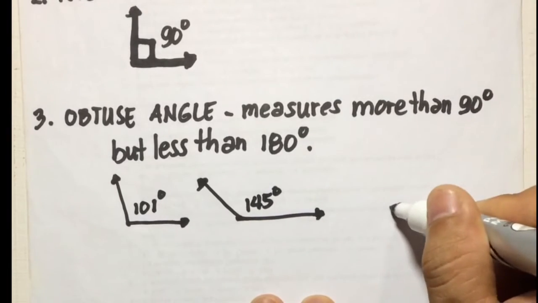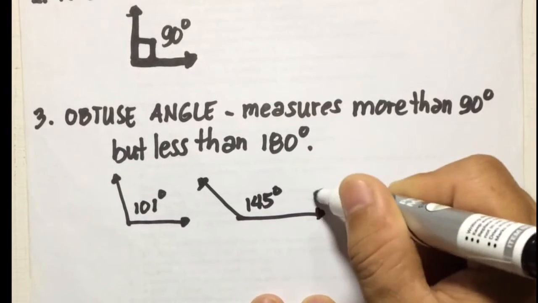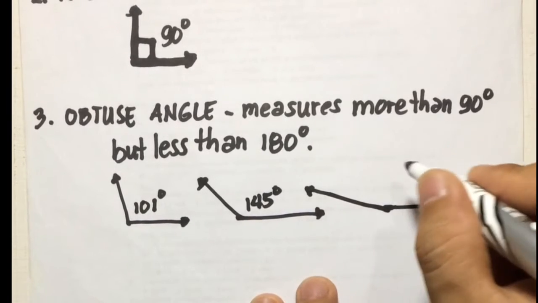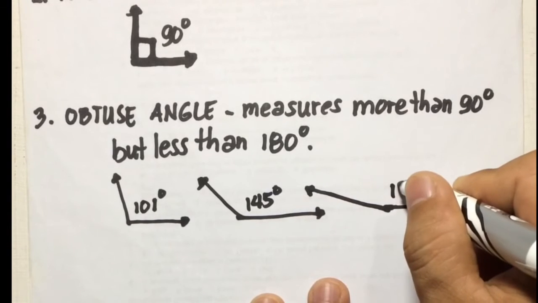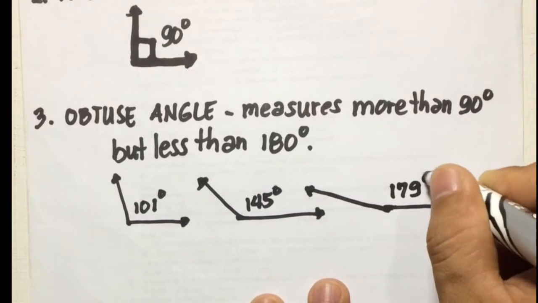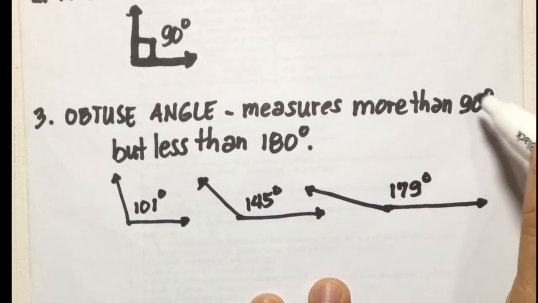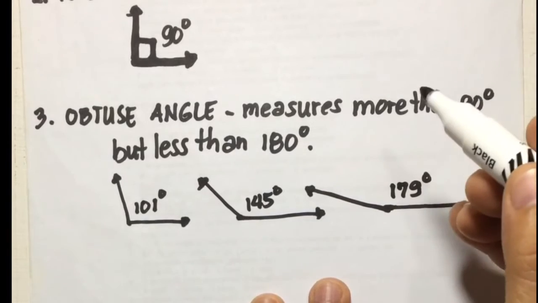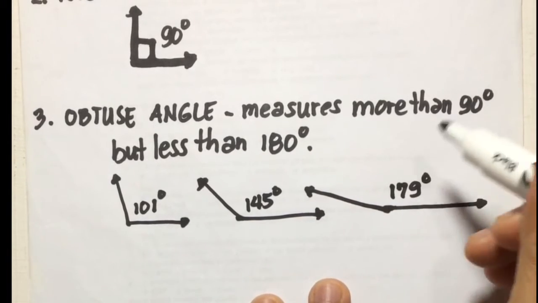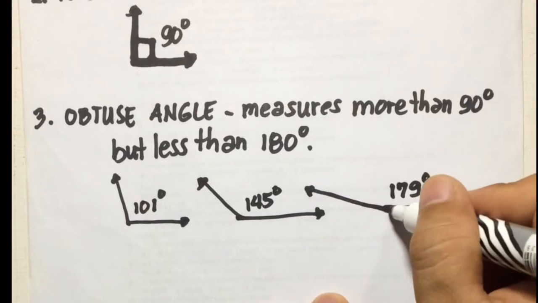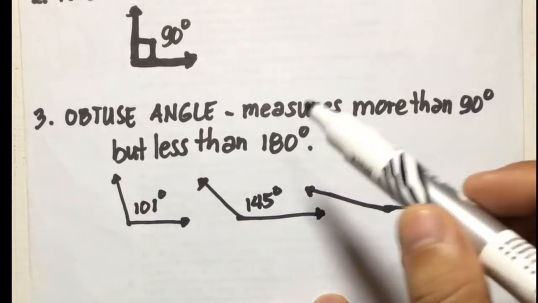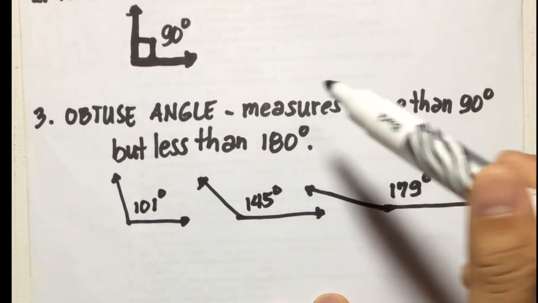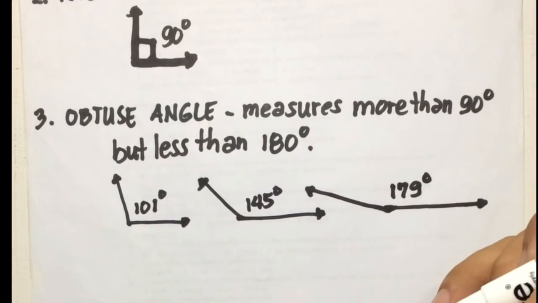Another example, for example, this is 179 degrees. So this is more than 90 but less than 180. So we can say that this is also an obtuse angle. So again, an obtuse angle measures more than 90 degrees but less than 180 degrees.